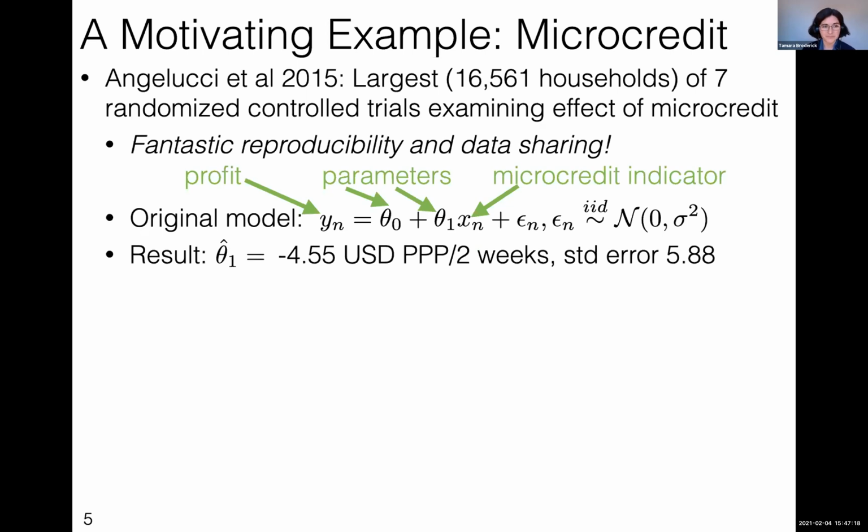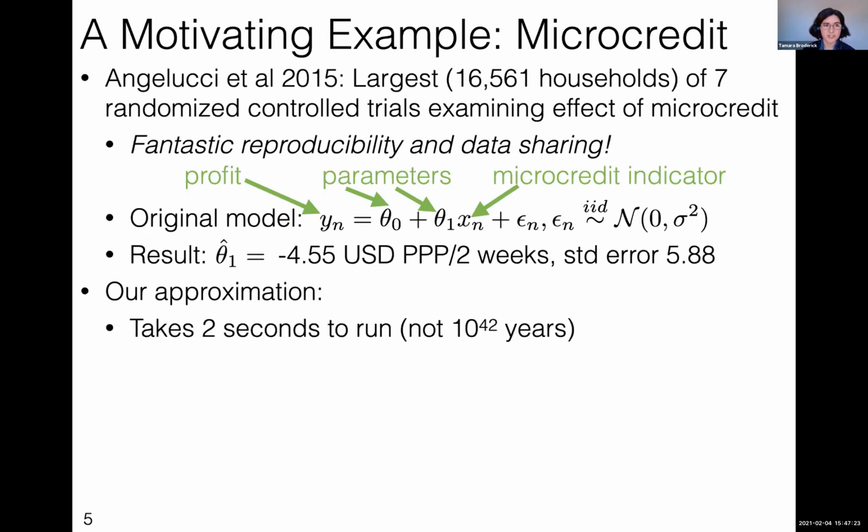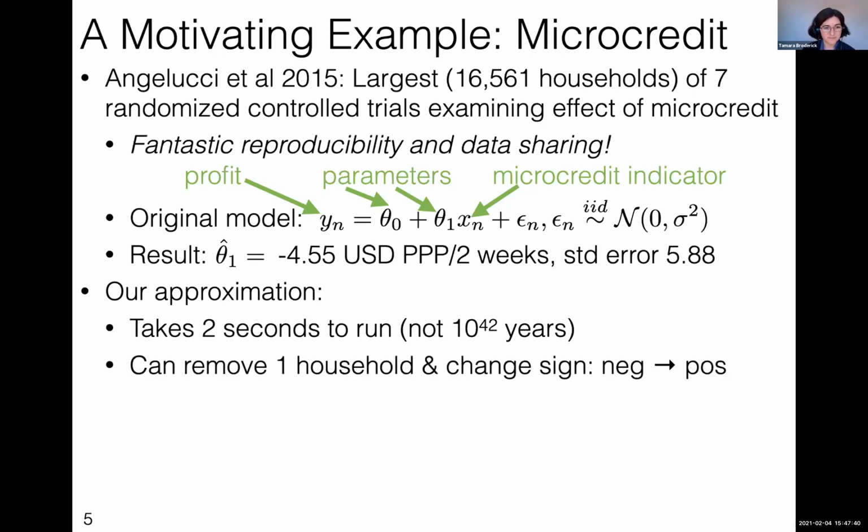Okay, so let's see what happens if we drop a little data. The first thing to note is that our approximation takes 2 seconds to run. If you looked at actually rerunning every data analysis, it would take over 10 to the 42 years. So you wouldn't want to do that, again, even with parallelism. We quickly find that there is one household that you can remove that changes the sign. So it changes it from negative to positive.